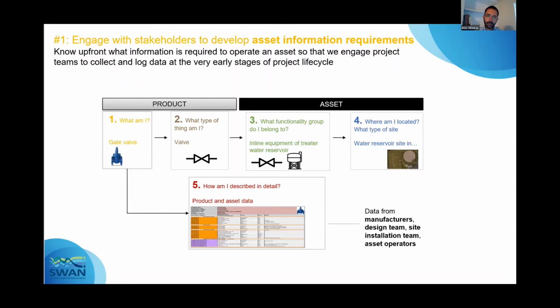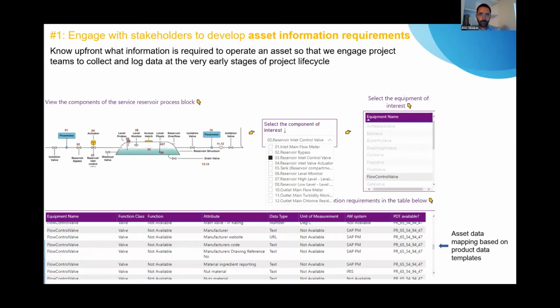So we want to use product and asset data to describe in detail the product and the asset. In order to do that, we need to engage a number of people from the whole life cycle, like manufacturers, designers, installers, site, asset operators, etc. We are undertaking this exercise in SPA at the moment, and we are trying to break down the assets into components so as to understand the functions of each component.